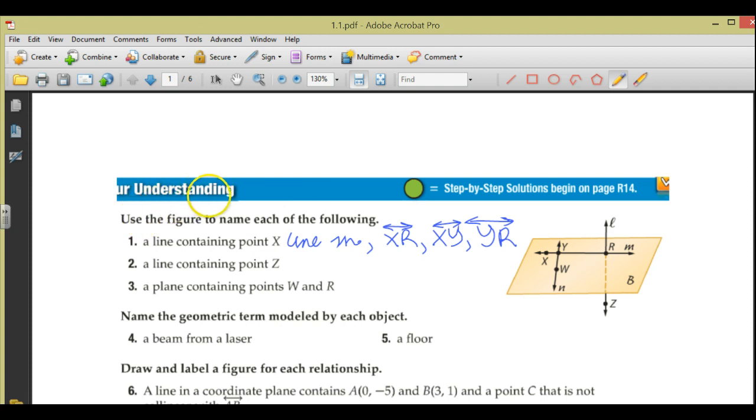Number 3, a plane containing points W and R. So points W and R both lie in this plane B. You could also call this by 3 non-collinear points in the plane. So it could also be called plane XWY, for example.